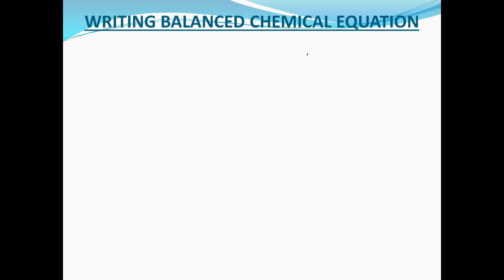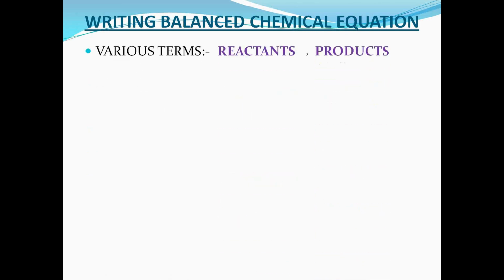Now we will discuss the various steps involved in writing a balanced chemical equation. But first, we must be familiar with some terms like reactant, product. Reactant: these are the chemical compounds available at the start of the reaction. Products: these are the chemical compounds available at the end of the reaction.